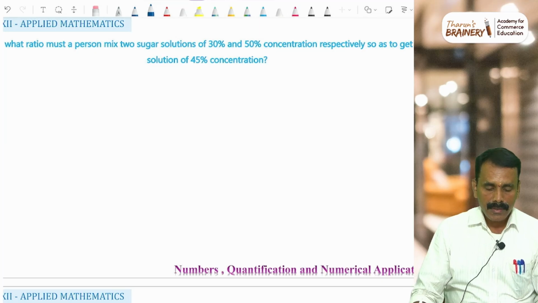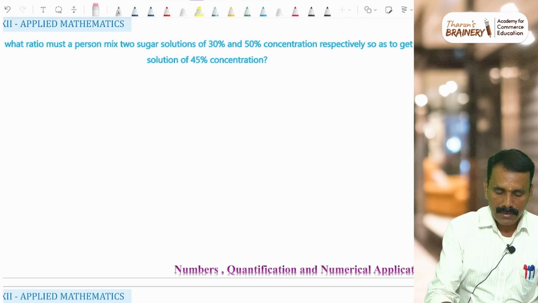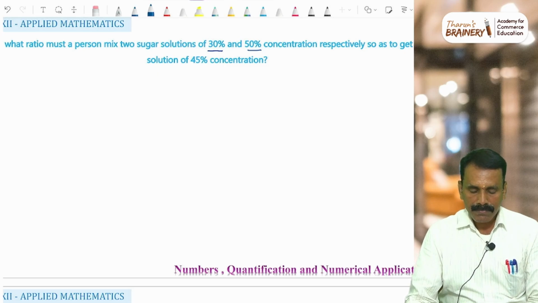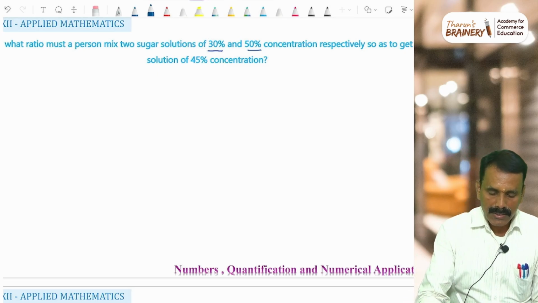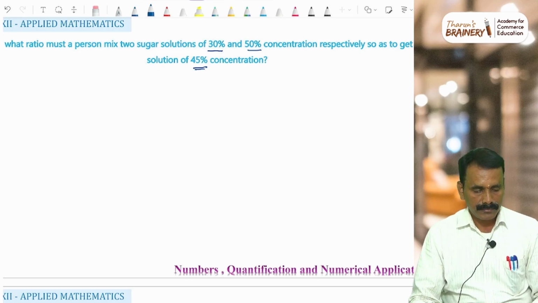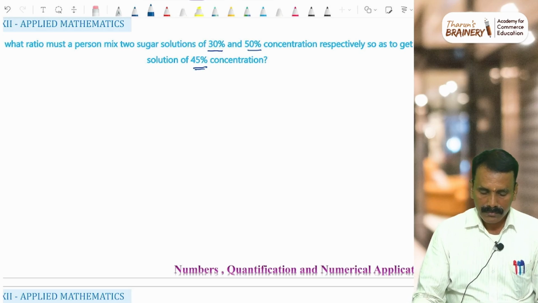Hello students, in this problem we are going to find the ratio in which a person should mix two sugar solutions, one of 30% and the other of 50% concentration respectively, so as to get a solution of concentration 45%.